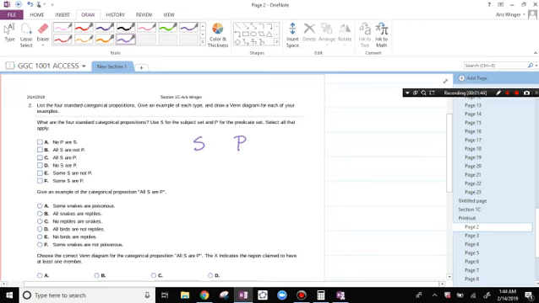All right, so here are some choices. You could say that all S are P. You could say that no S are P. You could say that some S are P, and that some S are not P. Okay, so these are all statements about S in relation to P.